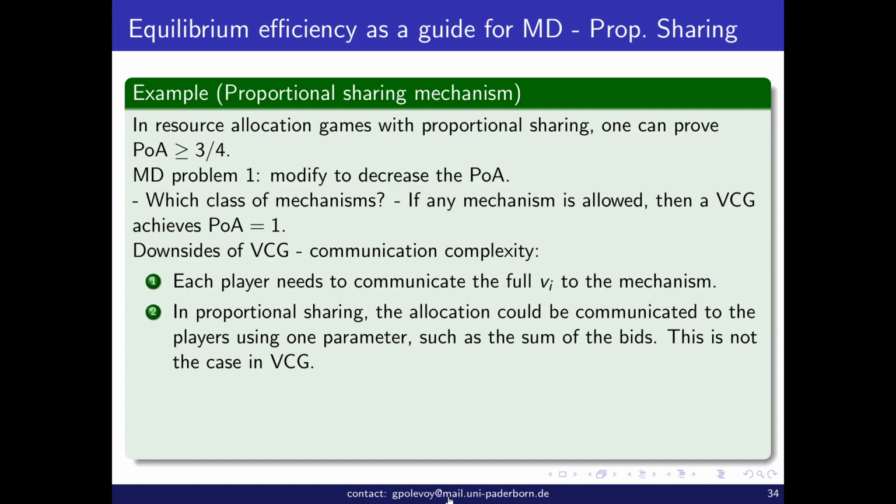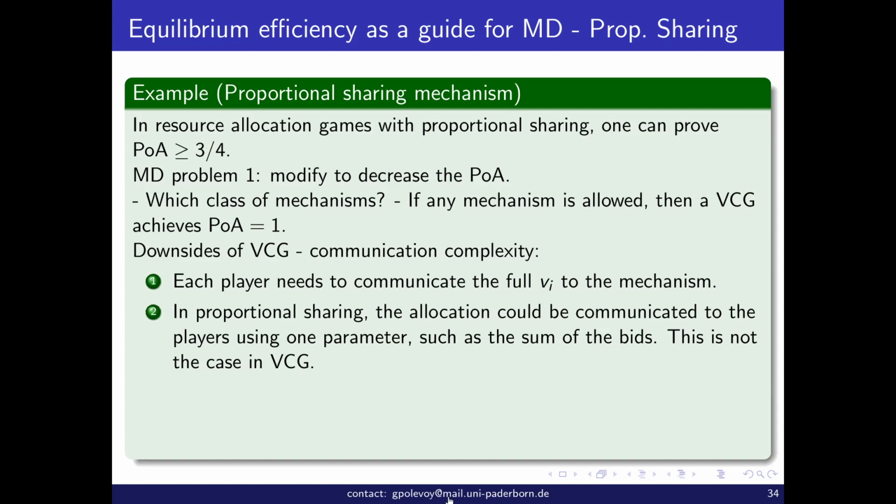Formally, you say that the player pays the cost it incurs on the others, the total decrease in the value of the others. But anyway, there is this famous class of VCG mechanisms, Vickrey-Clarke-Groves, that's why it's called VCG, which achieves a price of anarchy of 1, so an optimum allocation in any Nash equilibrium. It's actually also going to be in weakly dominated strategies.